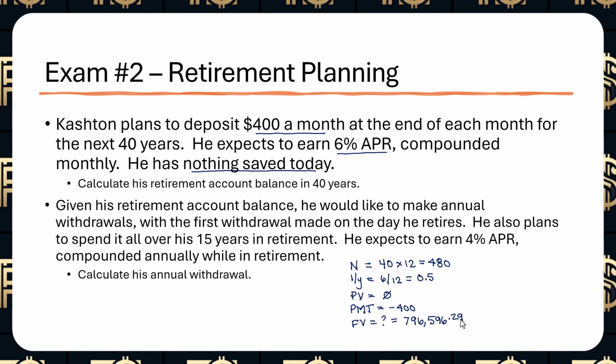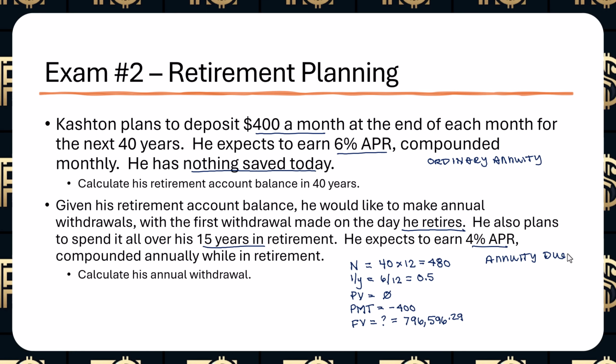Okay, so we know the balance of his account 40 years from now. Now in this next part of the question, it says, given his retirement account balance, he would like to make annual withdrawals, with the first withdrawal being made the day he retires. He also plans to spend it all over the 15 years in retirement. He expects to earn only 4% compounded annually while in retirement, and we want to calculate how much he can withdraw from this account. Now, in the first part of this problem, this was an ordinary annuity. And in the second part of this problem, it's an annuity due.